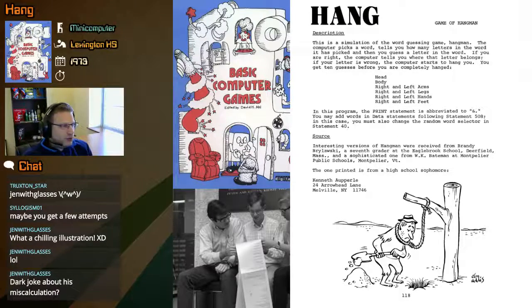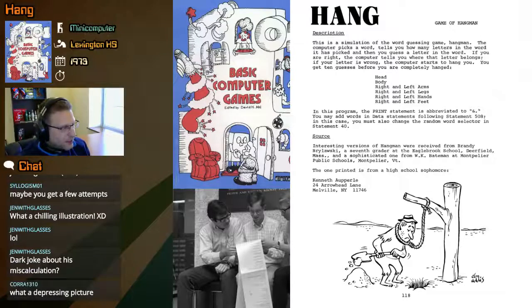If your letter is wrong, the computer starts to hang you. You get 10 guesses before you are completely hanged: head, body, right and left arms, right and left legs, right and left hands, and right and left feet.